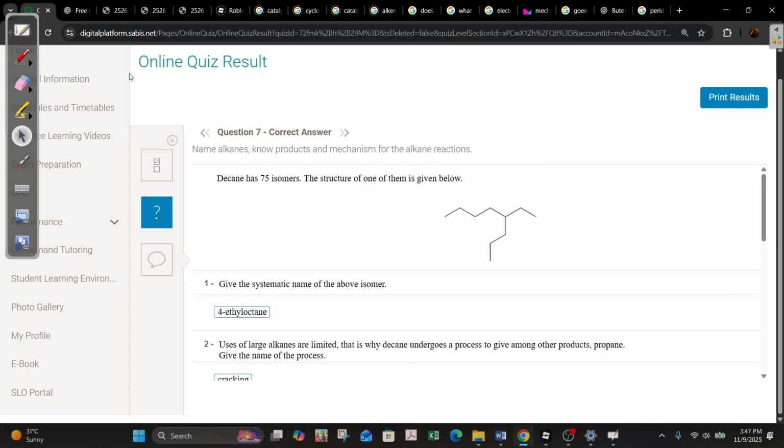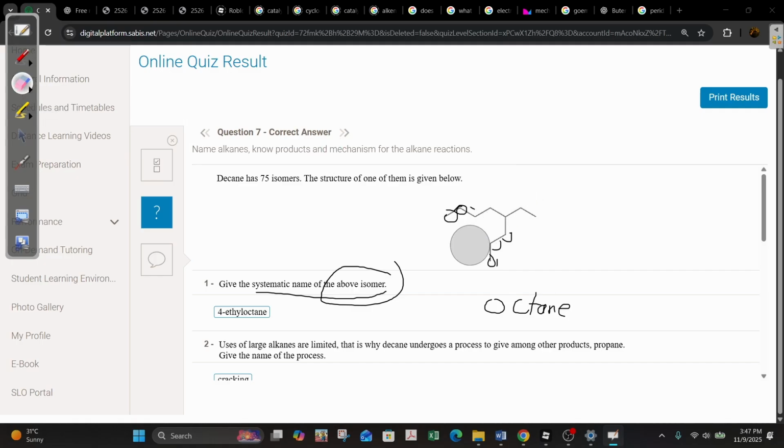Okay, the systematic name of the above isomer. Easy. First, you count the longest chain, so it's 1, 2, 3, 4, 5, 6, 7, 8. What is 8? And it has no double bonds, so it's octane.